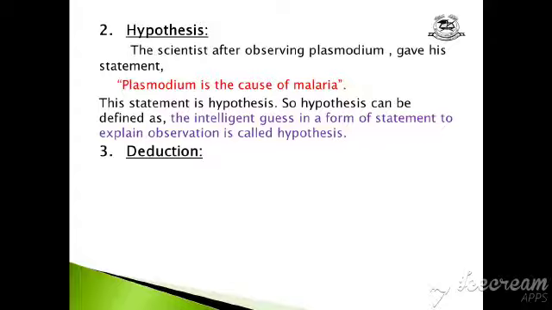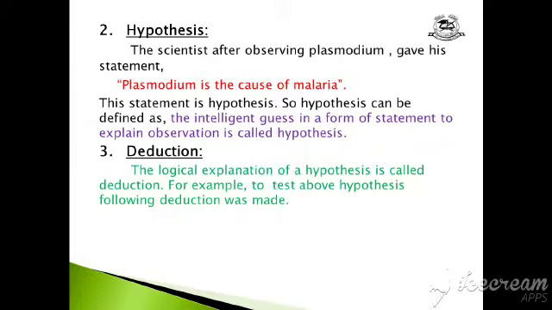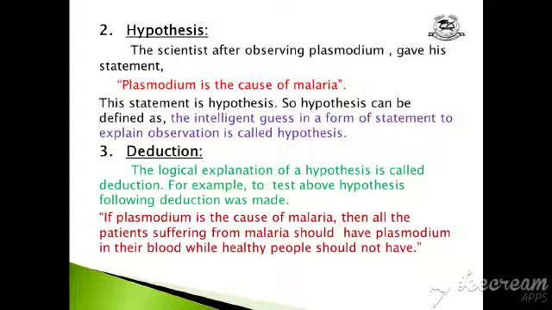Deduction. Deduction is basically also a kind of statement that gives a prediction about the hypothesis. The logical explanation of a hypothesis is called deduction. For example, to test the above hypothesis, the following deduction was made. If plasmodium is the cause of malaria, then all the patients suffering from malaria should have plasmodium in their blood, while healthy people should not have. That was the prediction. That is called deduction.